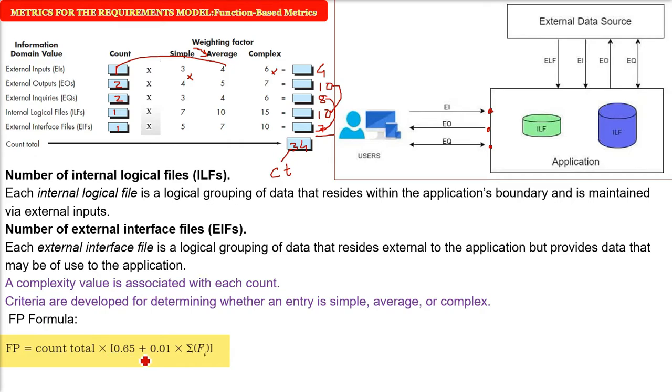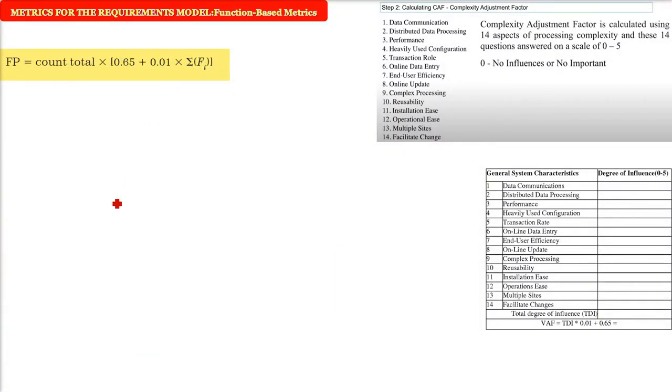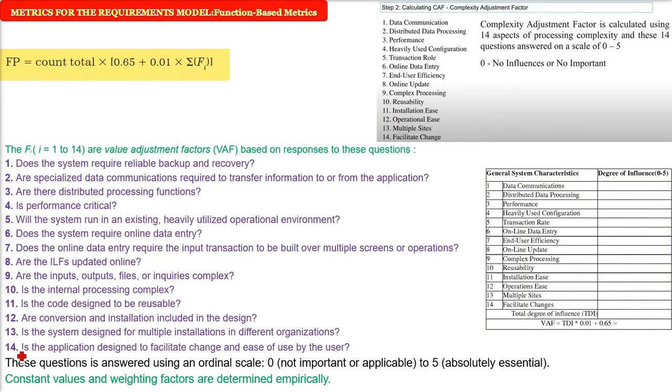And then we'll multiply it with 0.65 plus 0.01 into sigma Fi. Now count total is computed. What is sigma Fi? Sigma Fi will be computed like this. We have 14 parameters here, or 15 general system characteristics. These are the value adjustment factor, VAF, based on the responses to these questions.